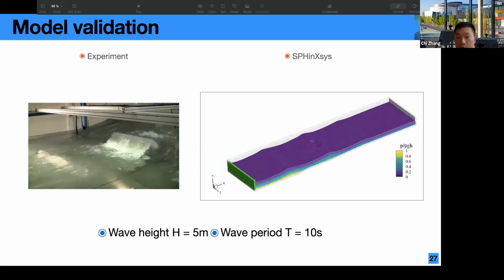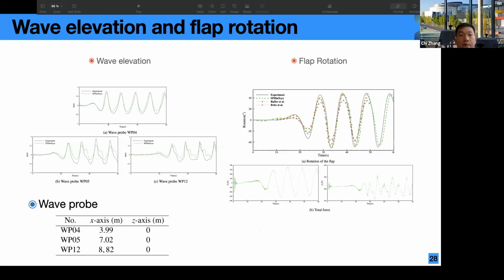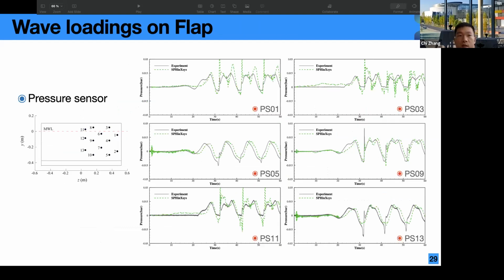Here, this is the numerical and experimental result. And then we compare some data with the experiment, for example, the flap rotation and also the wave elevation. As you can see here, SPHinXsys can accurately predict not only the flap rotation, but also the wave elevation. Also, we compare the wave loading on the flap, comparing the results of SPHinXsys with the experimental data. You can see here, SPHinXsys can accurately predict the basic features of the pressure signals.